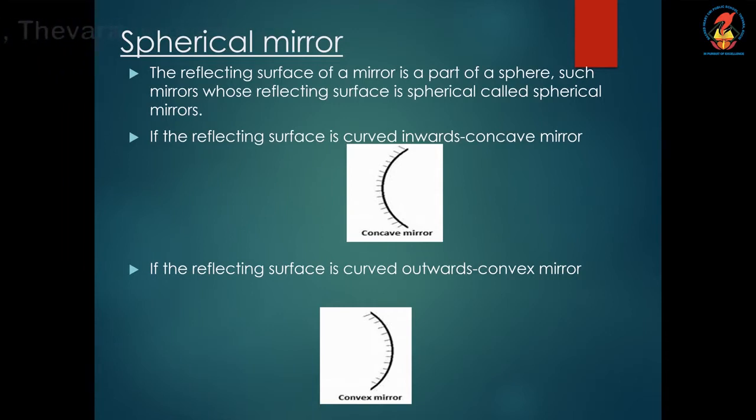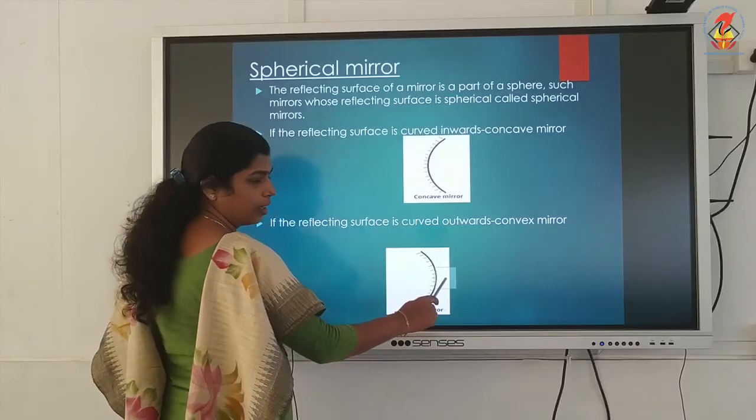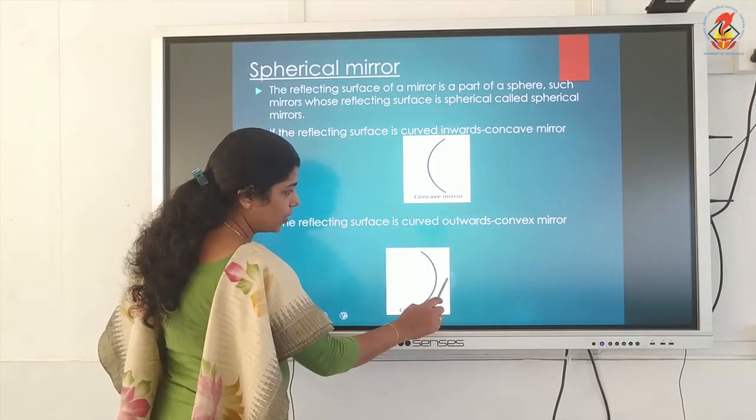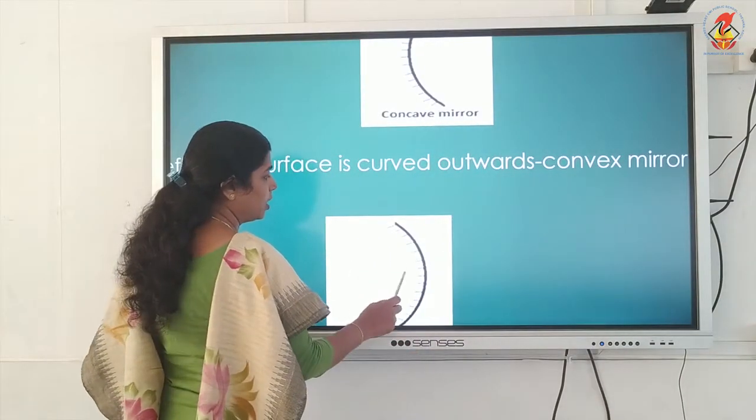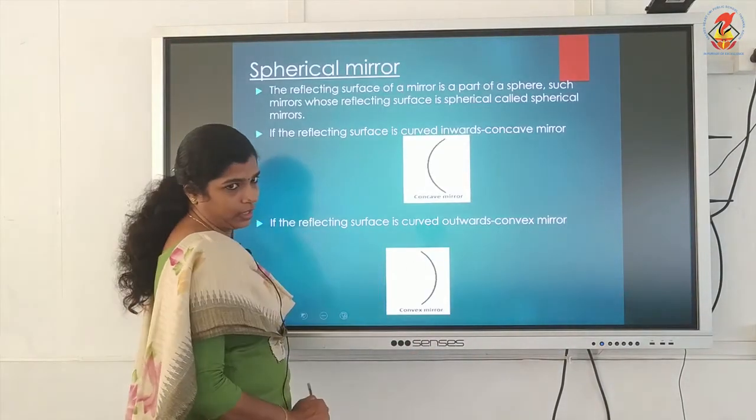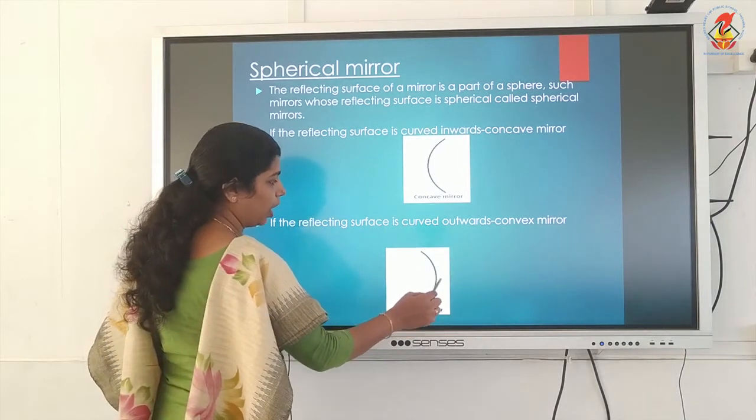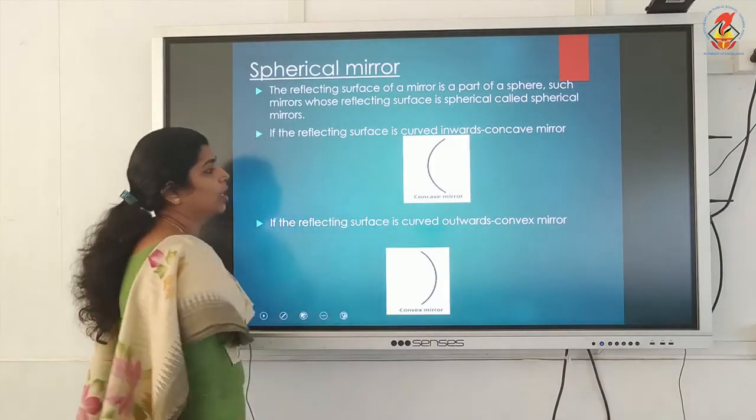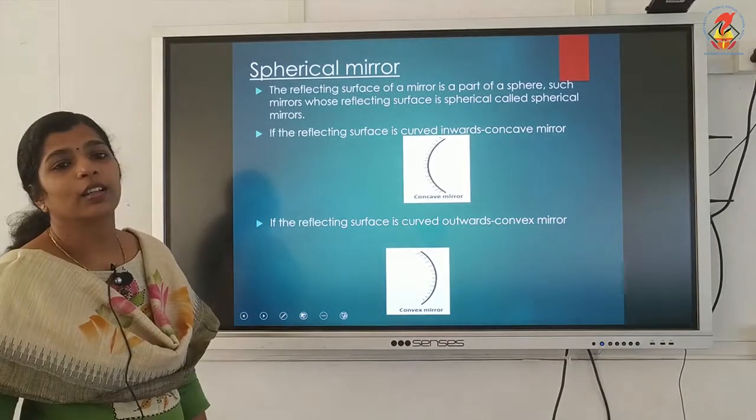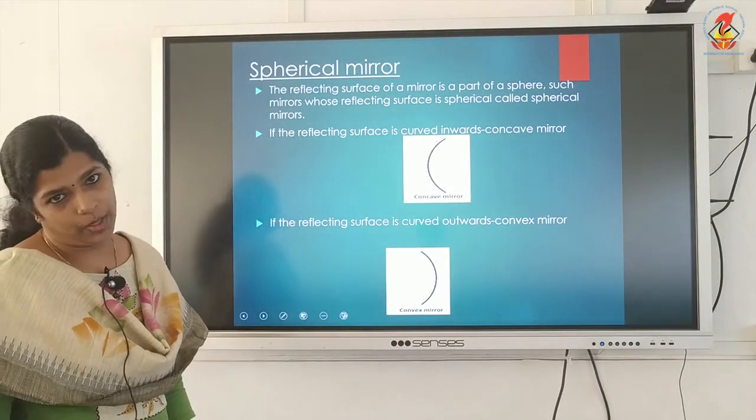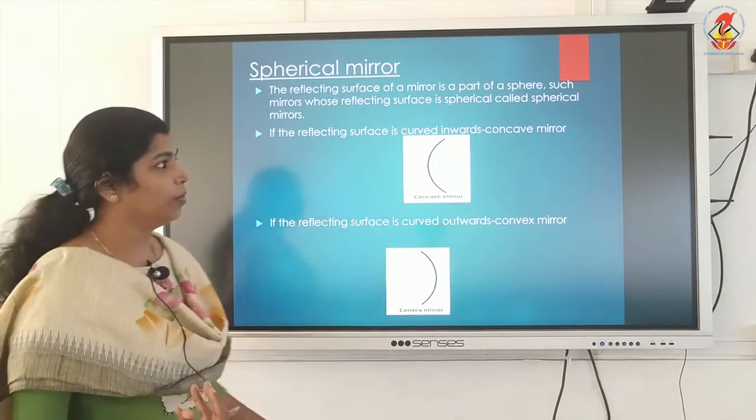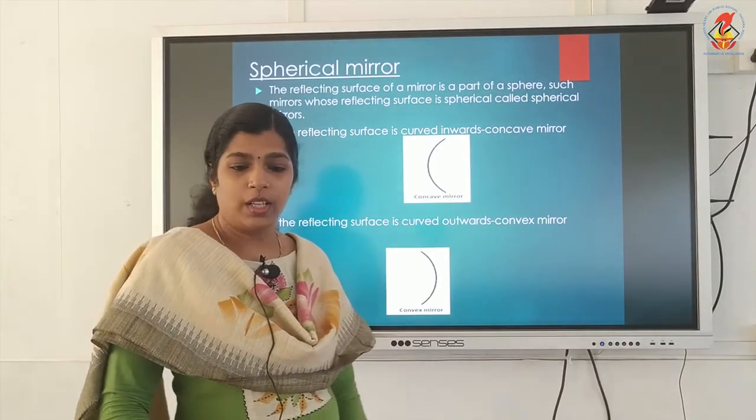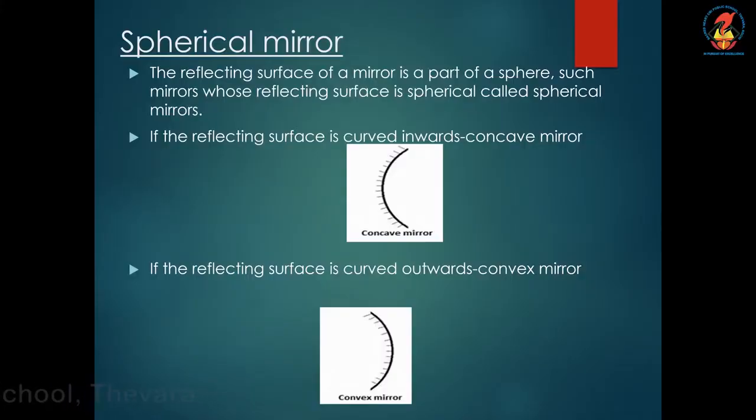Now, if the reflecting surface is curved outwards, this surface will reflect the light, and this surface will not reflect the light. This surface is curved outwards. So that type of mirror is known as a convex mirror. So two types of spherical mirrors are there for you to study in this chapter: one is concave mirror and the other one is convex mirror.